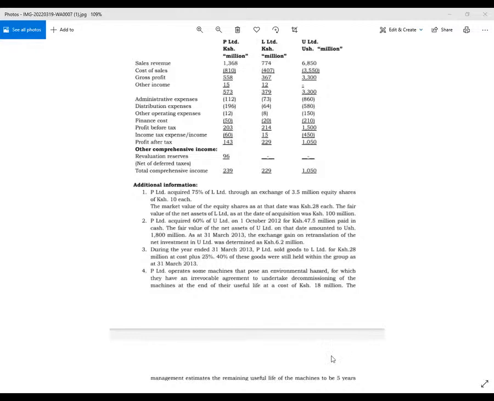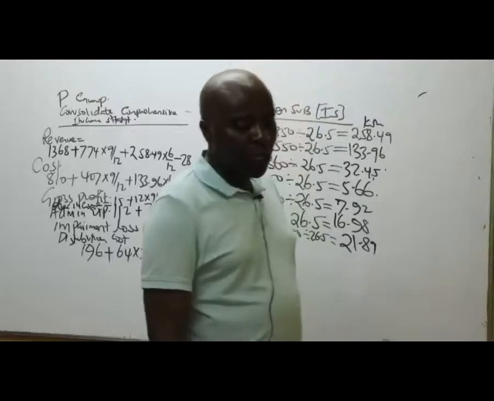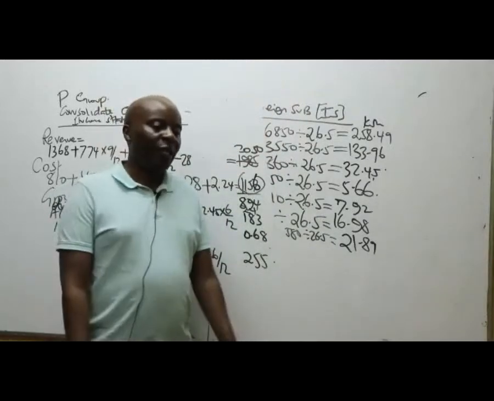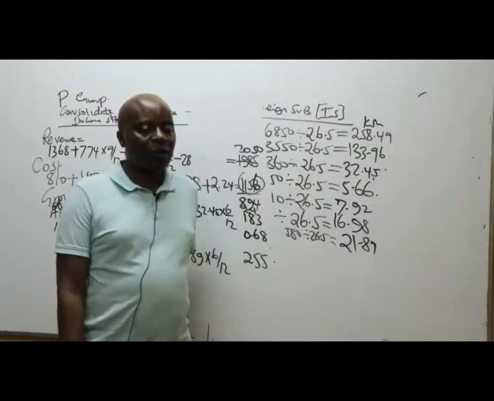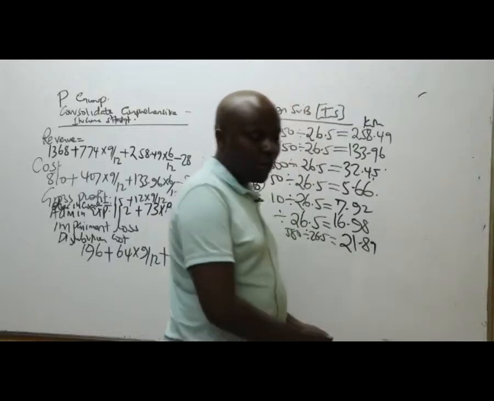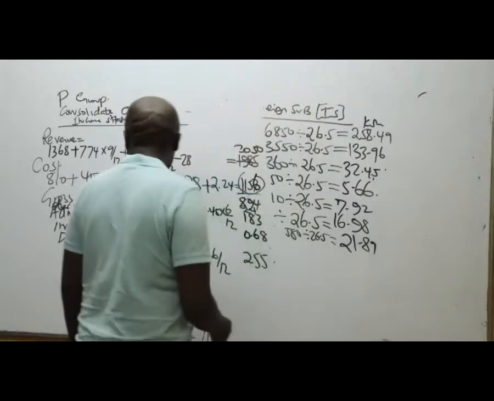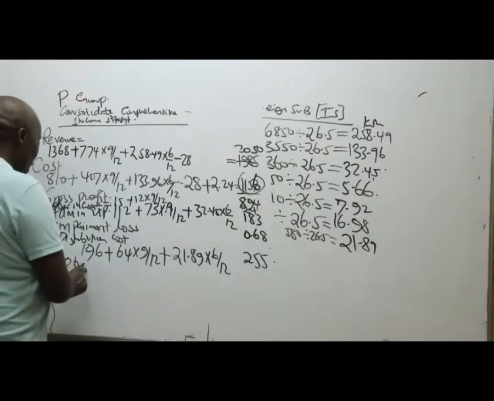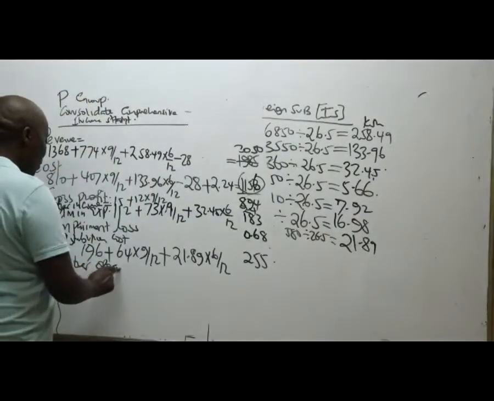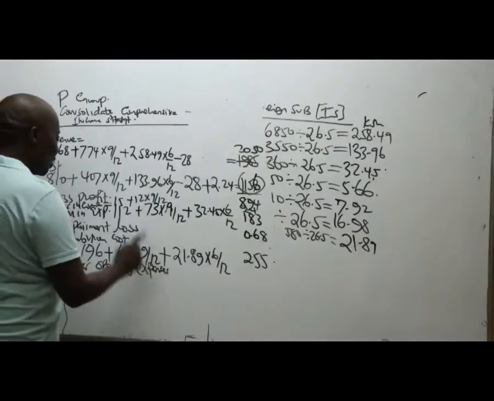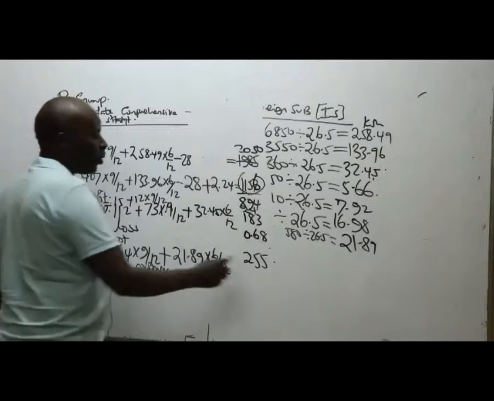So for other operating expenses, how much do we have? Somebody talk to me. I'm being told it's 21. I'm being given a figure of 21.